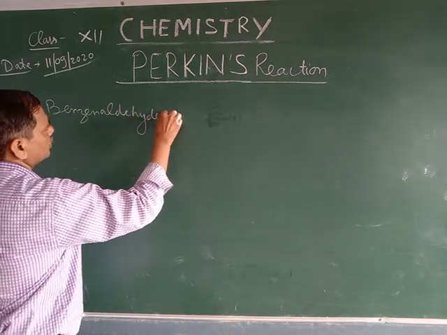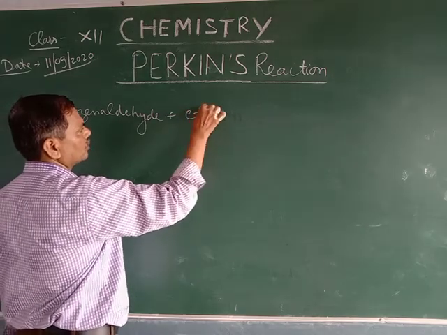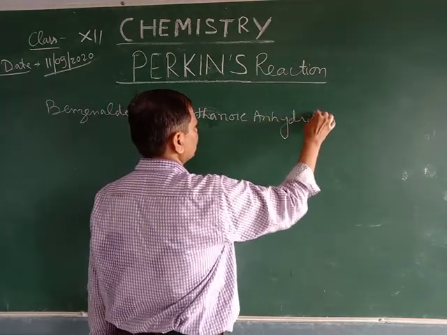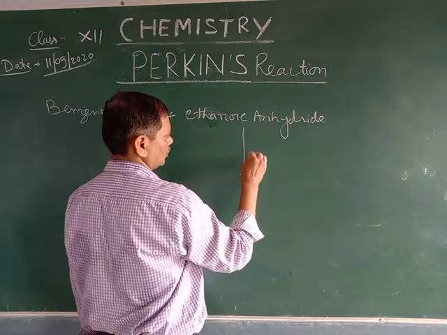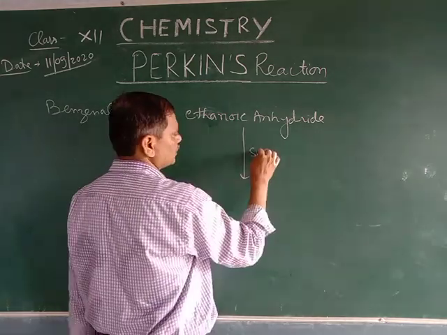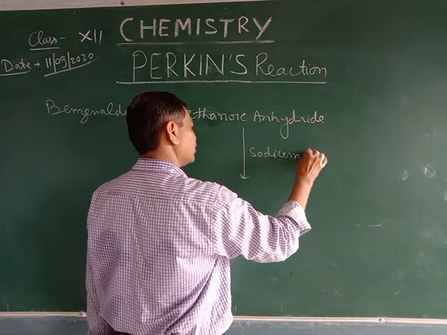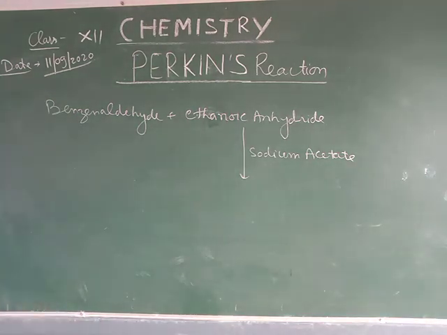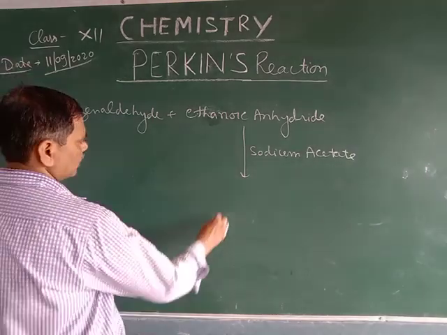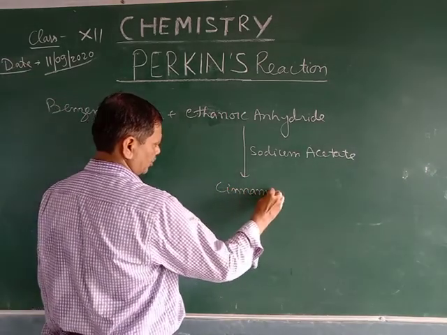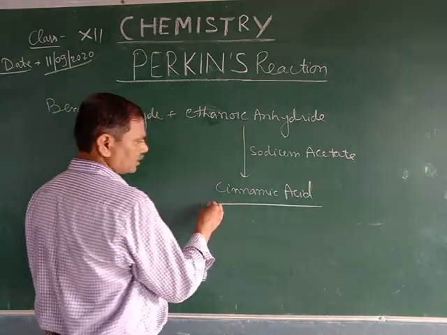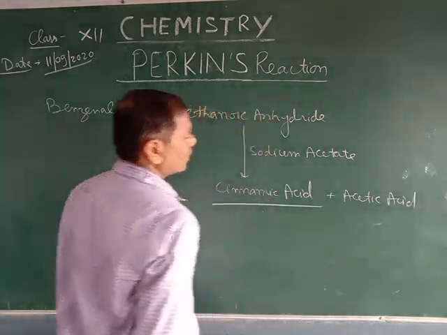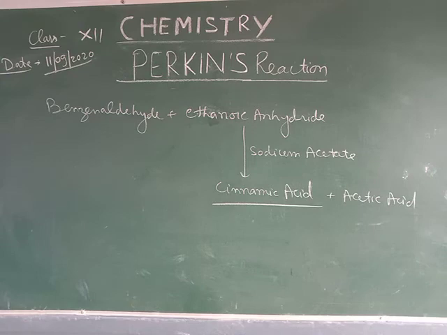For example, when benzaldehyde is treated with ethanoic anhydride in the presence of sodium acetate, we get cinnamic acid, which is unsaturated, apart from the acetic acid. You can write this in a statement.